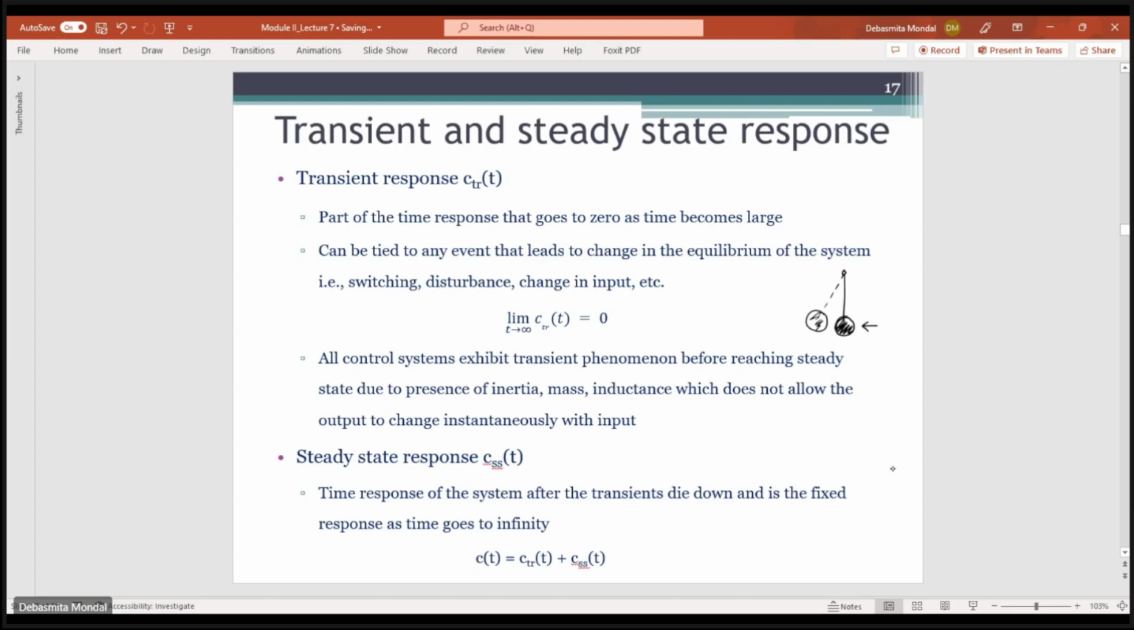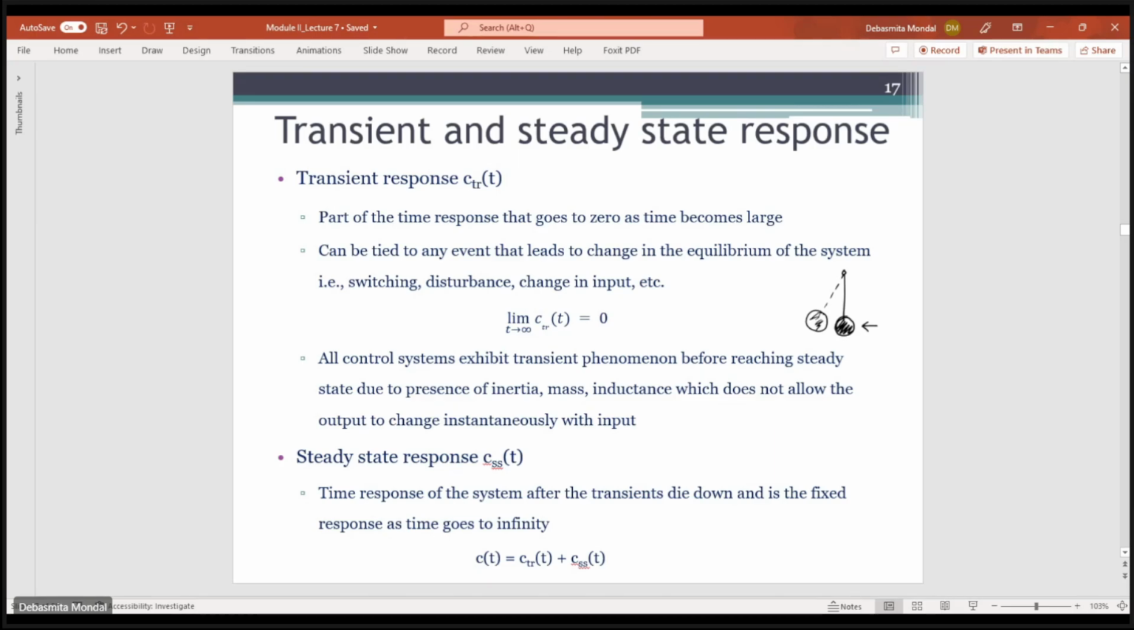So this path that it follows, or the nature or the dynamics that this pendulum follows, once an input or a change is provided to the system, that is basically known as the transient response. And the steady state response means that after the transients in the output have died down, whatever value of the response is present in the system, that is known as the steady state response.